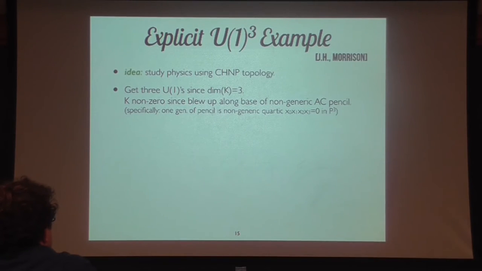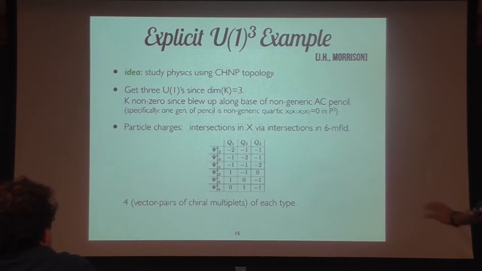Good. So here's a U1 cubed example that Dave and I studied explicitly. The idea is to study physics using the topology of these manifolds. So in this example, K, which contributes to the second cohomology, is 3. It was non-zero because the threefold that we chose to cut the K3 surface out of was what's called a non-generic anti-canonical pencil. In particular, one of the things that generates the pencil is this very particular quartic, just the product of x0, x1, x2, and x3. This gives you extra topological structure: the fact that it's a non-generic anti-canonical pencil, where one of the generators is this non-generic quartic.